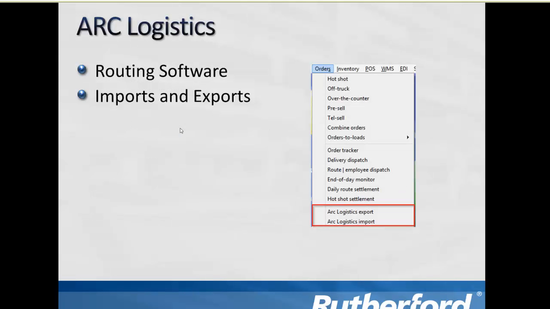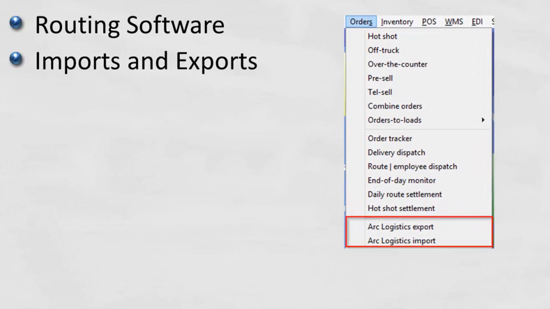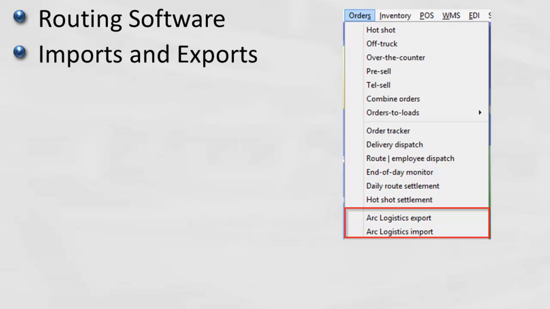First thing we've got here is the Arc Logistics plugin. This is a plugin for routing software. eoStar will do flat file imports and exports to and from Arc Logistics.